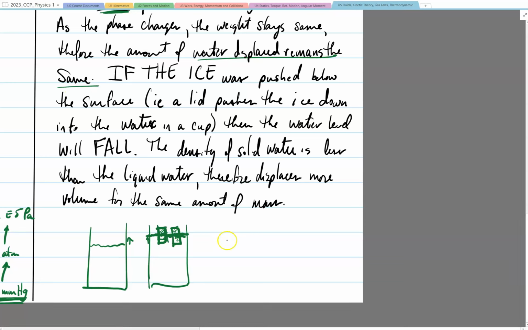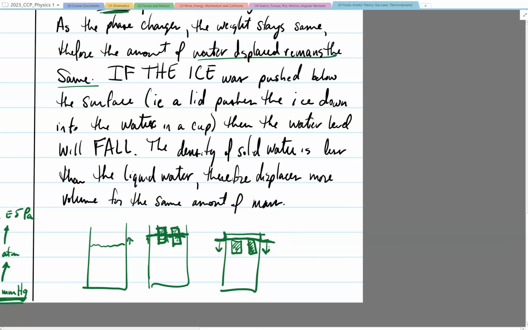Now, if we had a cup, let's say, or maybe a bottle or something like that, that had water filled up pretty high, and we put a lid on top of it, pushing the ice cubes below the surface of the water, well, now the ice cubes are displacing more water than before, so the water level may have risen a little bit higher, and now as the ice cubes start to melt, the water level will actually fall.